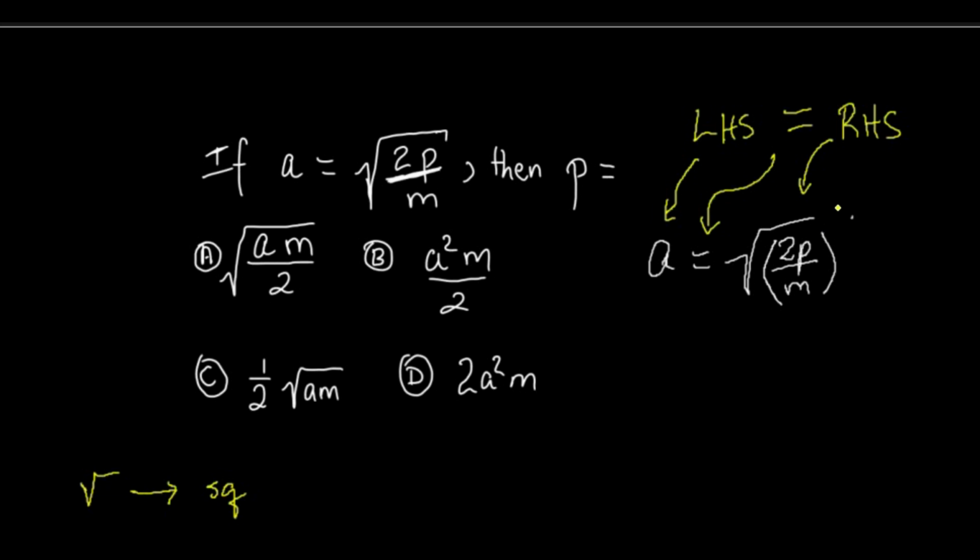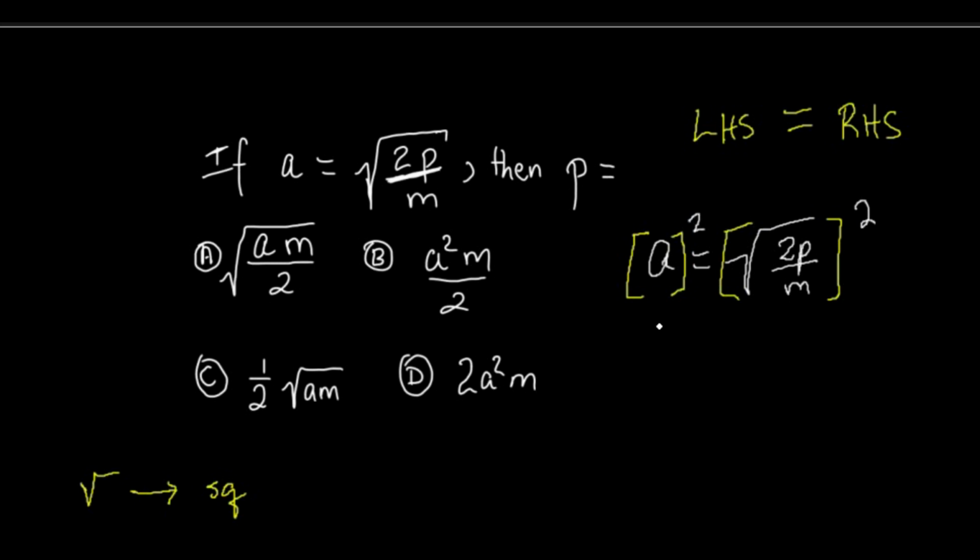So we're going to square the square root to get rid of it. And I do that to both sides. So if I square everything on that side, I will have to square everything on this side as well. So I'm squaring this side as well as this side. Now what happens here is that a gets squared, so we have a squared. And the square root is cancelled out by the square, leaving me with just the 2p over m.